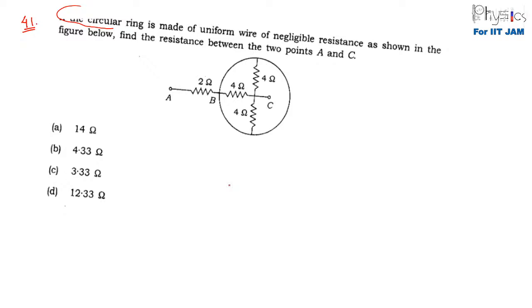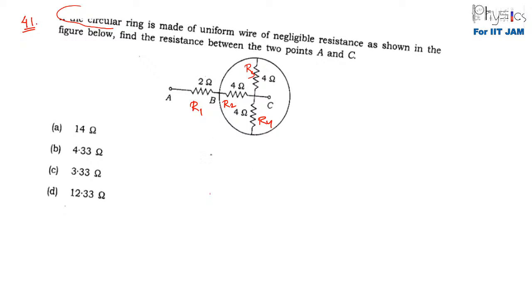So I think I should continue, because time is running so fast. So see, if this resistance is R1, okay, this is R2, this is R3, this is R4, right?